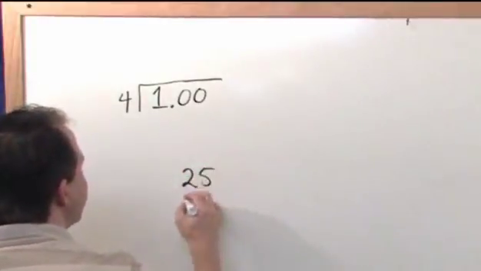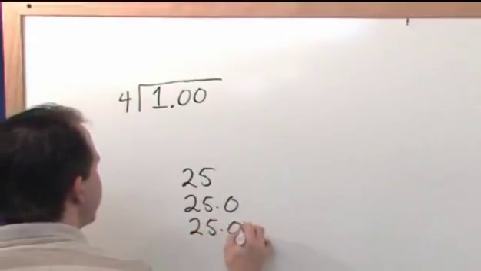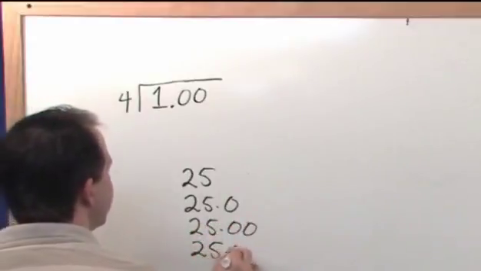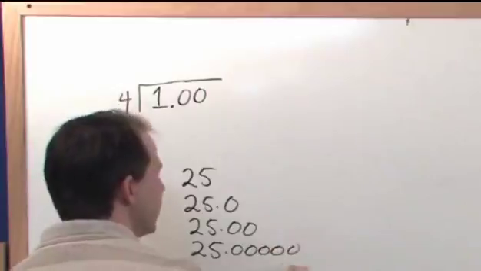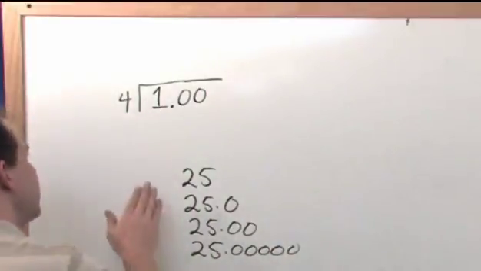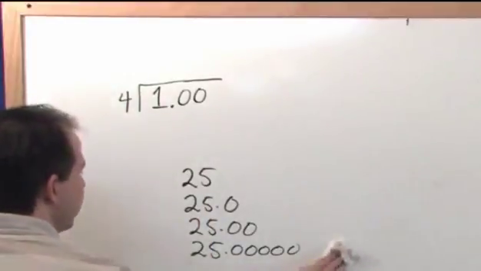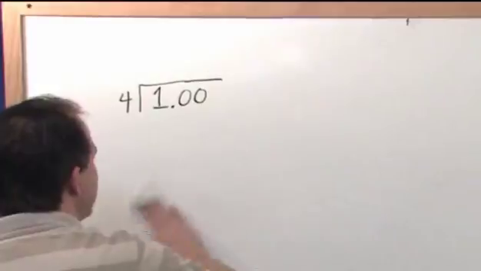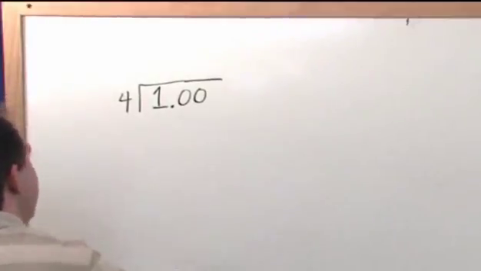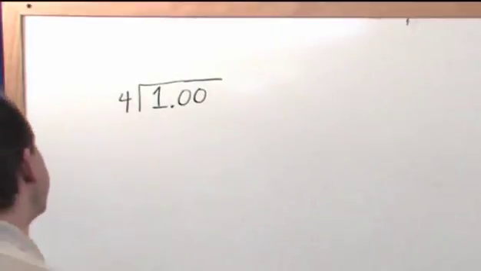Remember, 25 is the same thing as 25.0, the same as 25.00, which is the same as 25.00000. You can put as many zeros as you want after this decimal point. It doesn't matter. It's the same number. 1.00 is exactly the same as 1. It's just those decimal points, those zeros after the decimal point, really don't add anything to the number. Okay, so we're just going to write it down like this, and you'll see why in a second.